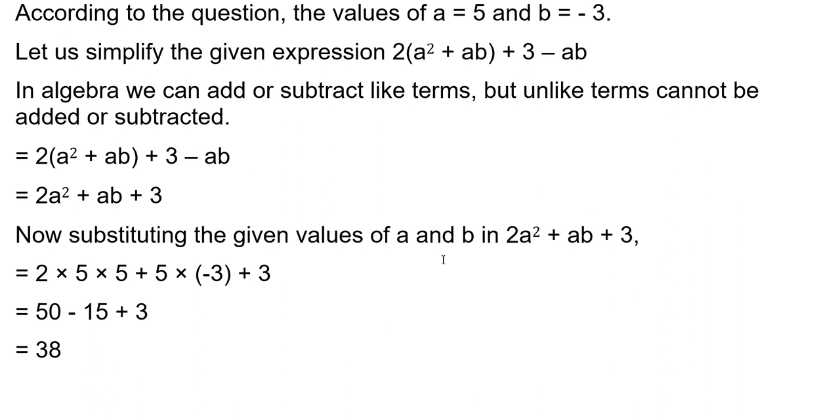Now substituting the values of a and b in 2a square plus ab plus 3. That is equal to 2 into a value is 5, 5 square, plus 5 into b value is minus 3, plus 3. That is equal to 5 into 5 is 25, 25 into 2 is 50, 50 minus 15, 5 into minus 3 is minus 15, plus 3. That is equal to 50 minus 15 is 35, 35 plus 3 is 38, is the value.